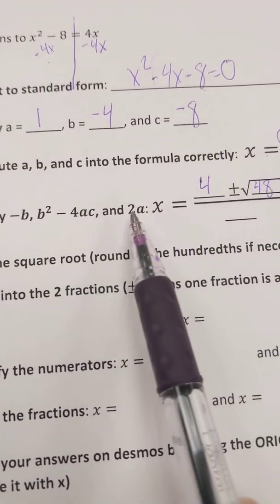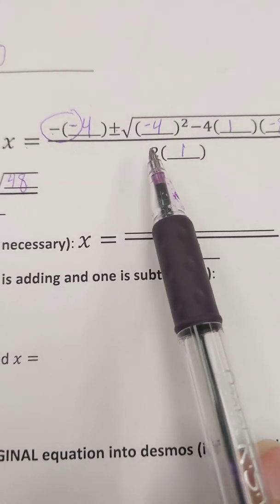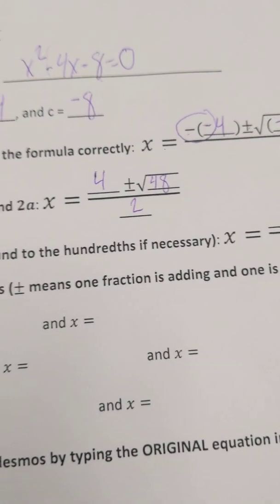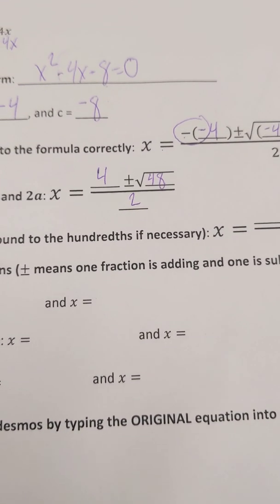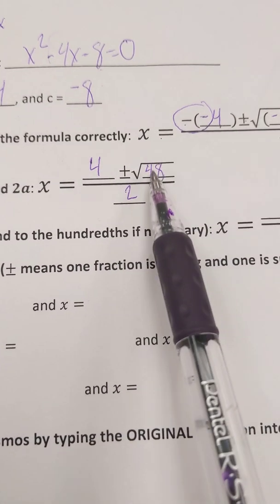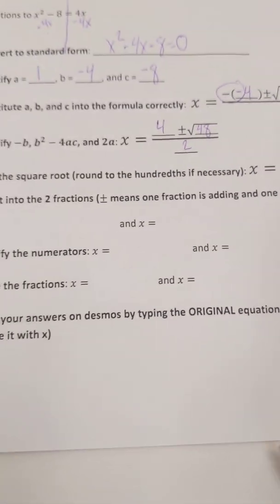And then the last thing we're going to simplify is the 2a, which is your denominator. So we're going to simplify down here. 2 times 1 gives you 2. Alright, now that we have done that, we get into a little bit easier simplifying stuff. This is the hardest number to have to deal with, okay? So make sure you get this number correct.